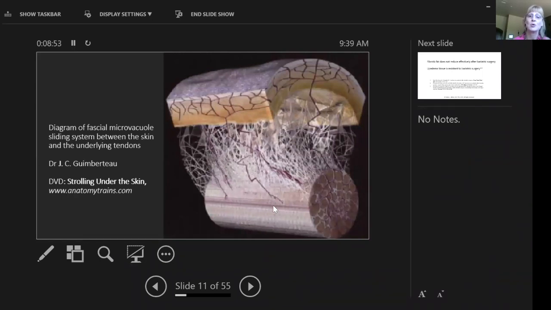And you can see a lot more from Dr. Guimberteau if you look online and search for "strolling under the skin." So between these fibers are these spaces here. In these spaces are the glycosaminoglycans, the water, and the sodium.